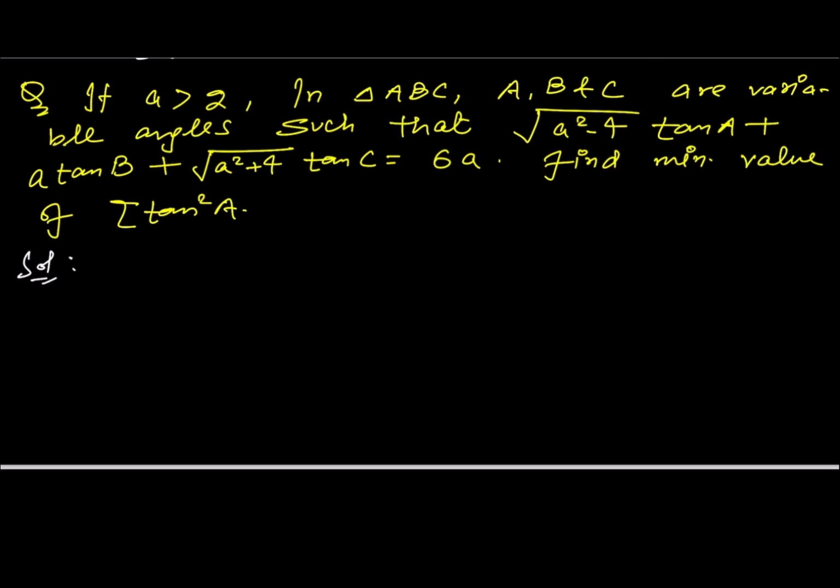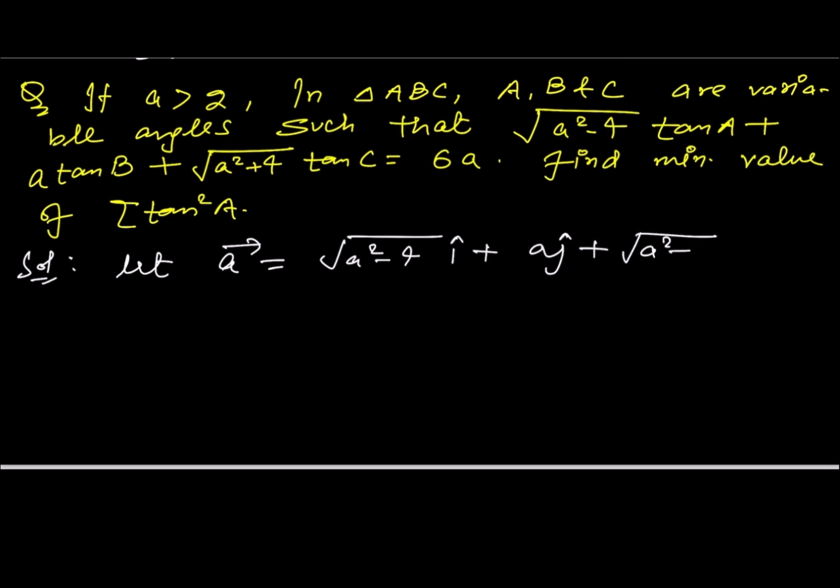So this question has three variables, that is A, B and C, and you have only one equation. So using vectors I will do this problem. So let a vector be equal to root over a square minus 4 i cap plus a j cap plus root over a square plus 4 k cap, and b vector is equal to tan A i cap plus tan B j cap plus tan C k cap.